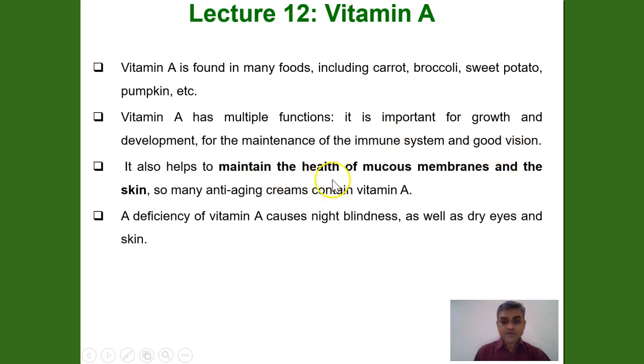It is also important for the maintenance of the skin because it helps to maintain the health of mucous membrane and the skin. So many anti-aging creams contain vitamin A. Vitamin A deficiency leads to a disease called night blindness. It also results in dryness of the eyes as well as skin. So as far as our diet is concerned, vitamin A is a very important molecule.